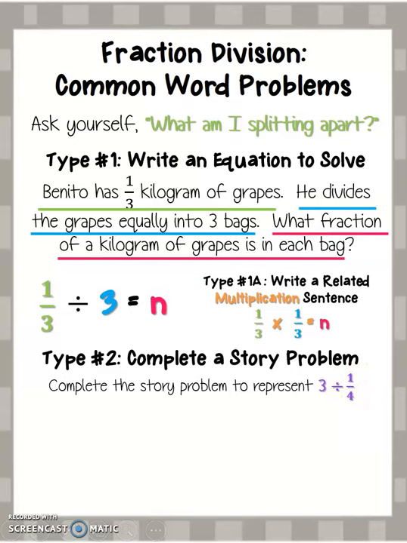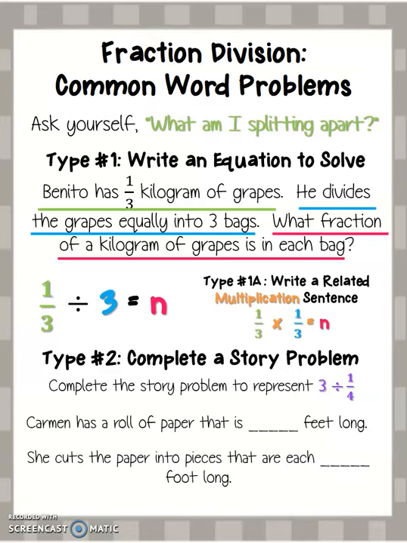So you'll be given a couple sentences of the story problem with some blanks. It might look something like this. Carmen has a roll of paper that is blank feet long. She cuts the paper into pieces that are each blank foot long. So since I'm splitting apart the 3, I know that I need to fill in that first part of my story problem with a 3, because that first part tells me what I'm starting with. So now I could say that Carmen has a roll of paper that is 3 feet long.